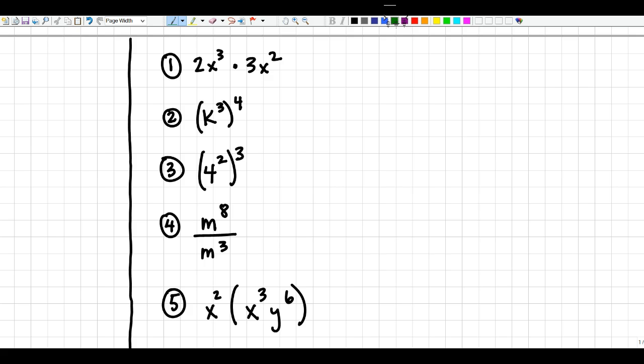So here we've got 2x cubed times 3x squared. The 2 and the 3 are being multiplied together, so I'm going to just do 2 times 3 there. I know that that's going to make a 6. And then I've got x cubed times x squared. So I've got two bases that are the same. So I know from my properties that when I've got two bases that are the same, I want to add the exponents together. So I'm going to say that my answer is 6x to the 5th here.